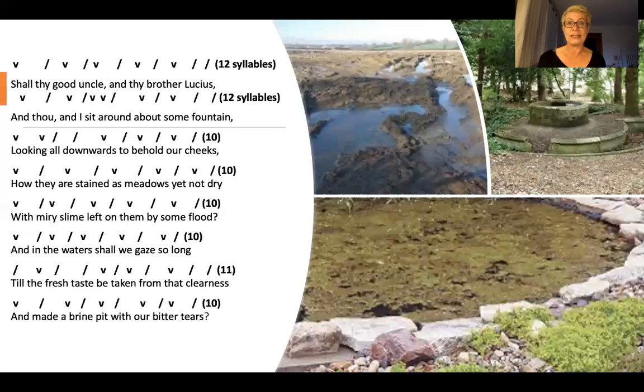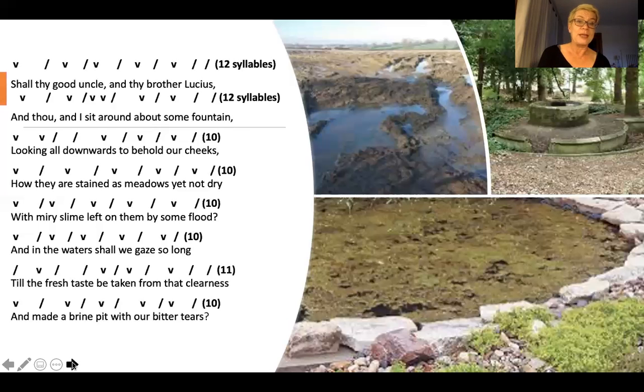Because if I say looking all downwards to behold our cheeks, it's just weird. Whereas looking all downwards to behold our cheeks, oh, that's okay. That's closer to the way we speak. So if you do come across slightly irregular lines, don't worry, but look at it in the context of the whole speech and what your character is going through. And we'll see at the end of this little presentation, when we will look at a speech of Macbeth's, that exemplifies this with knobs on.